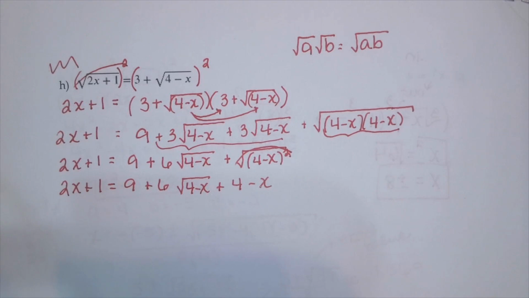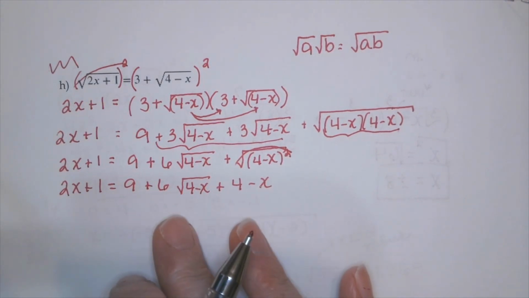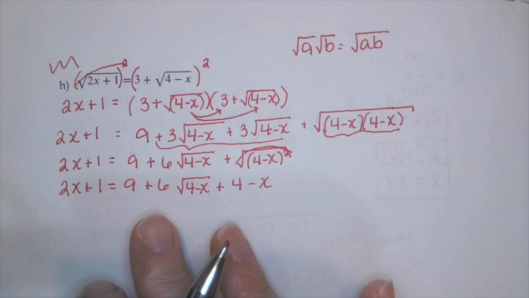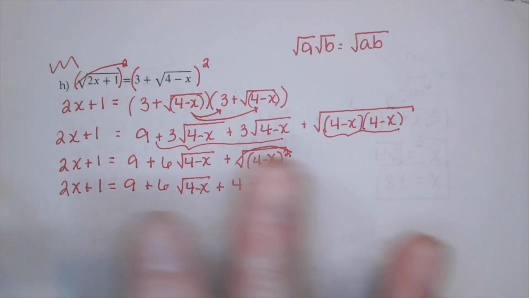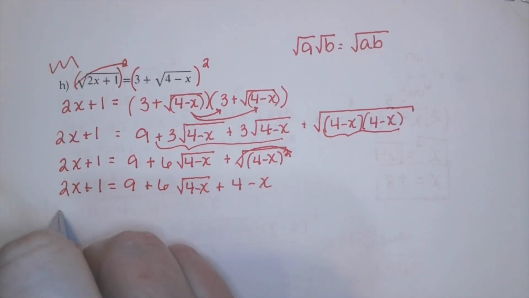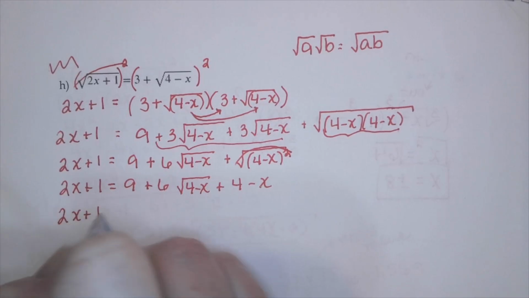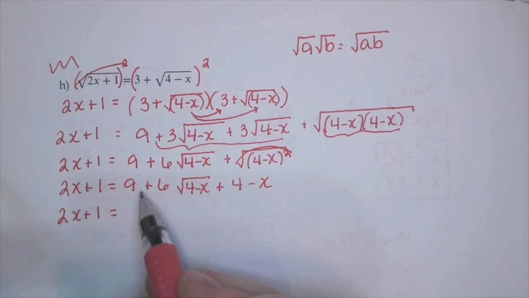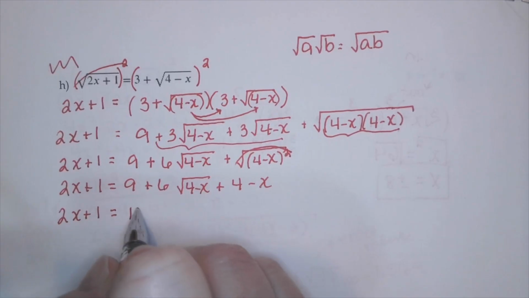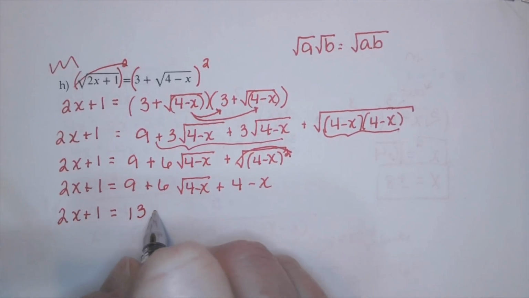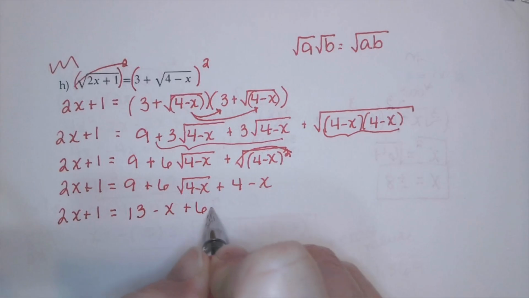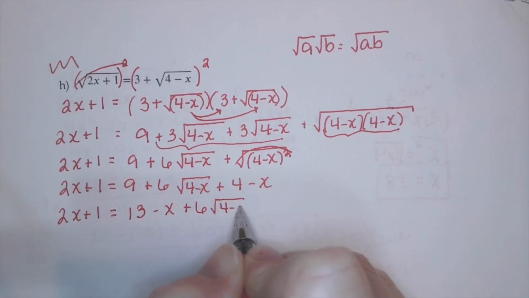Now, it might be useful to get all the common terms together on one side before we start moving and isolating, so that you're not doing too many steps at once. But if you can combine those steps, you're welcome to do so. I know that I have 9 plus 4, so that's 13. And then I have minus x plus 6 times the square root of 4 minus x.